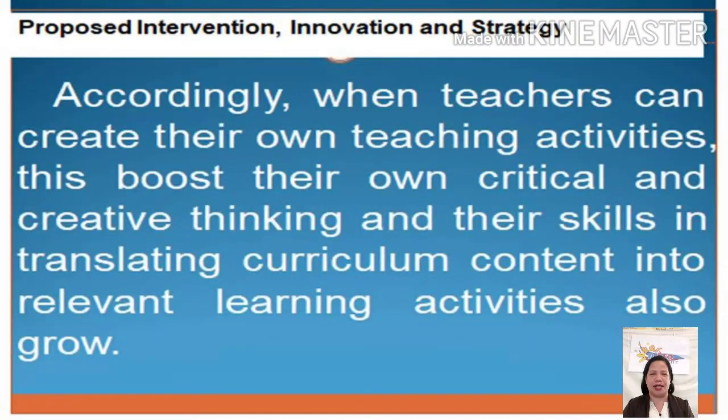Intervention, innovation, and strategy. Accordingly, when teachers can create their own teaching activities, this boosts their own critical and creative thinking, and their skills in translating curriculum content into relevant learning activities also grow.